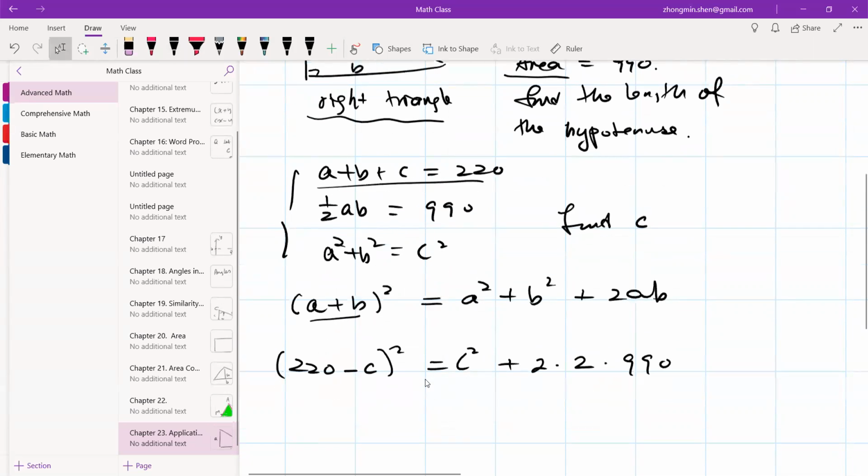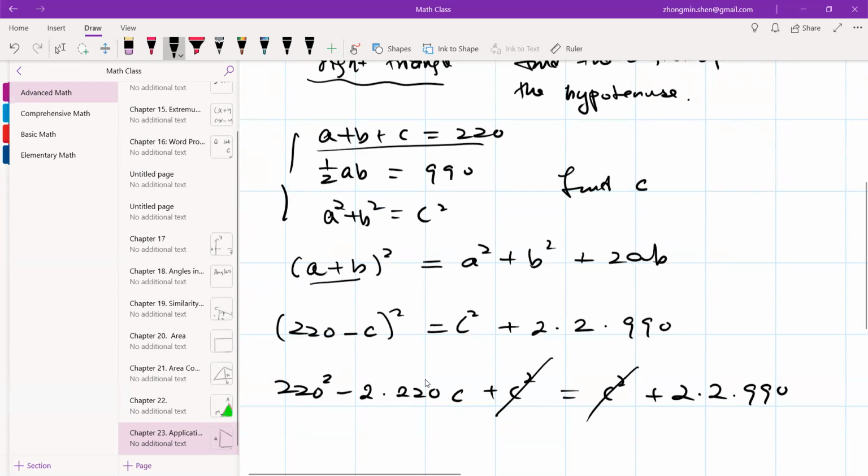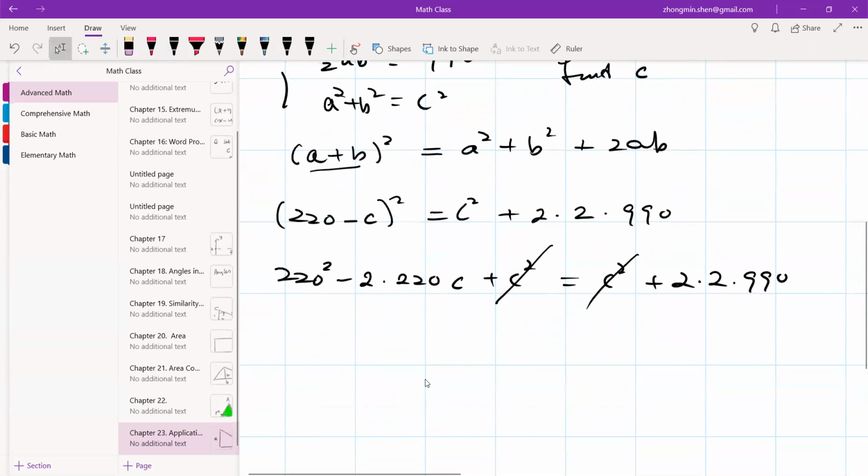Then the rest of it is trivial. You just need to solve this equation. This looks like a quadratic equation, but actually it's not even a quadratic equation. You have to use this trivial identity. So it's 220 squared minus 2 times 220C plus C squared equals C squared plus 2 times 2 times 990. And the C squared cancels out. So what I get here is 220 squared minus 2 times 2 times 990 equals 2 times 220C.